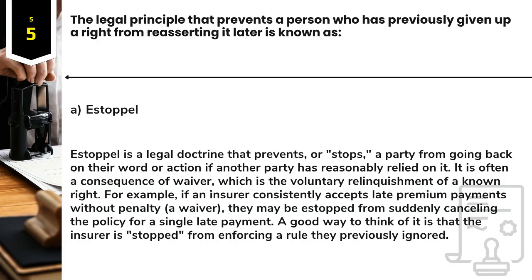For example, if an insurer consistently accepts late premium payments without penalty, a waiver, they may be estopped from suddenly canceling the policy for a single late payment. A good way to think of it is that the insurer is stopped from enforcing a rule they previously ignored.